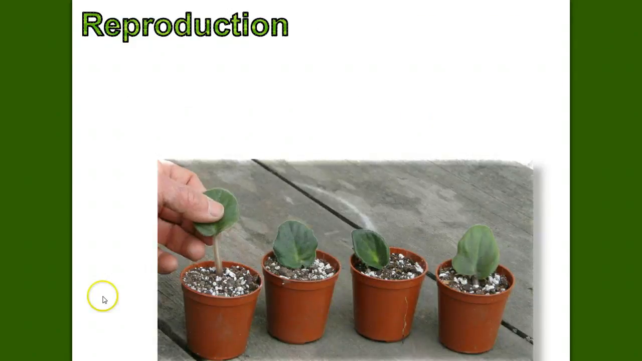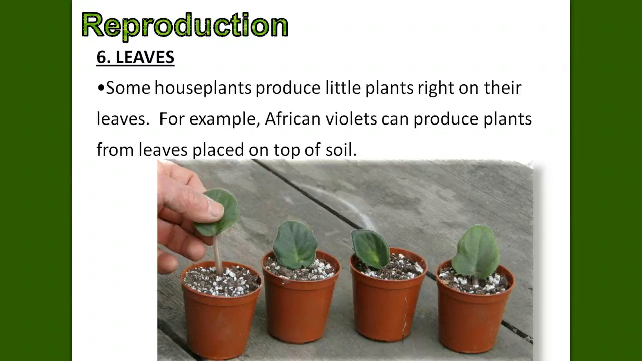And our last type of asexual reproduction is by leaves. Some houseplants produce little plants right on their leaves. For example, and I want you all to write, leaves and African violets. African violets can produce plants from leaves placed on top of the soil. That's a shocker, isn't it?